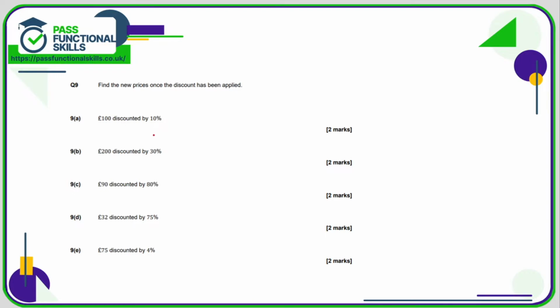So here we are doing percentage decreases. We're working out the discount, and again there's a couple of ways you might want to do it. Probably the easiest way is to work out 10% of the amount and then subtract it. So 10% of 100, well, 0.1 times by 100 is 10. So take away 10 from 100, that is 90. 30% of 200 is 0.3 times by 200, that is 60. Subtract 60 from 200, you get 140.